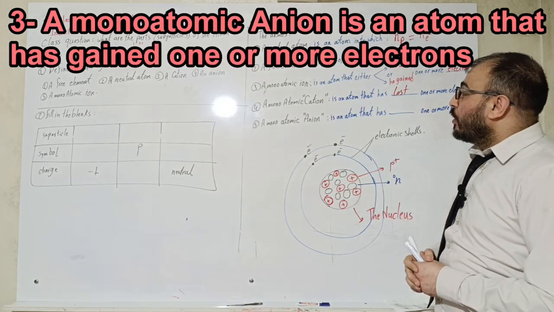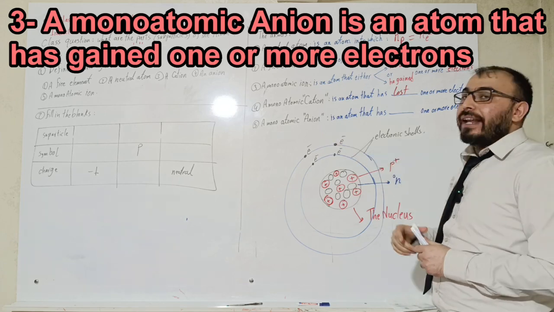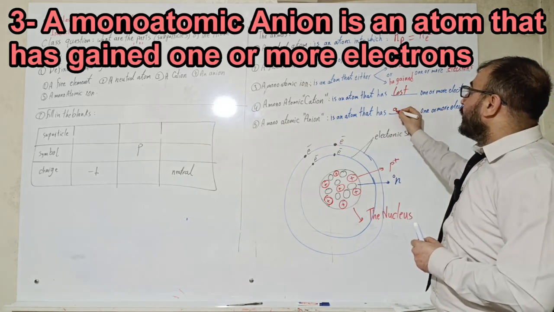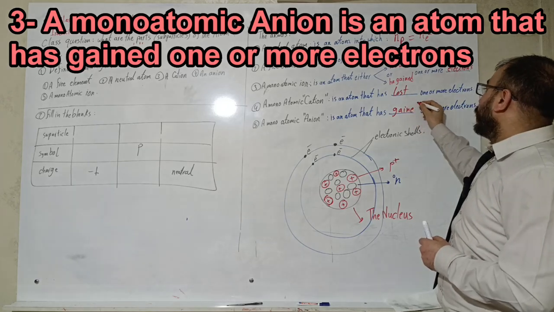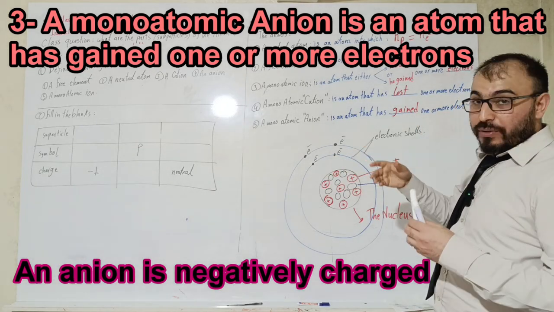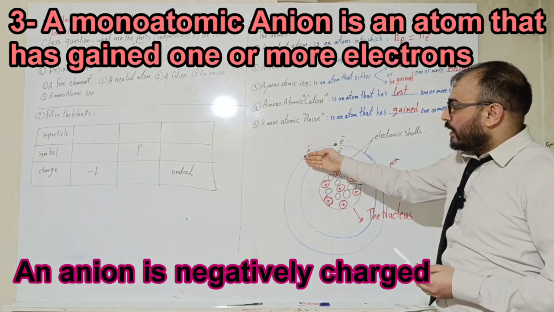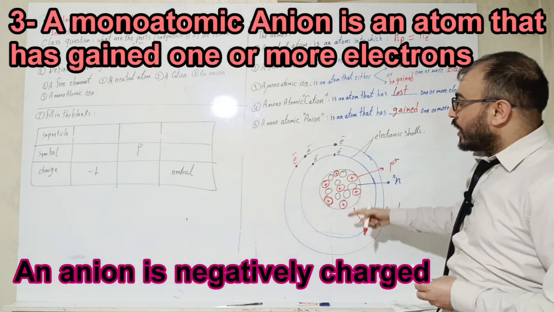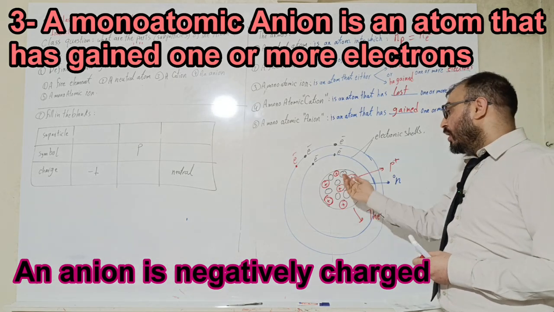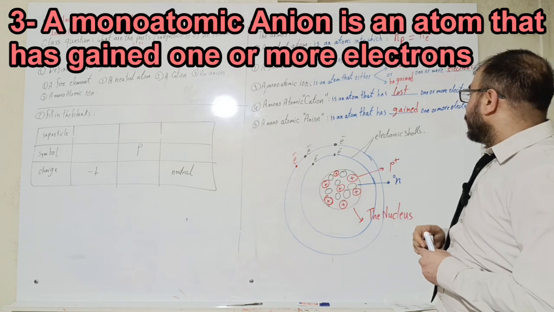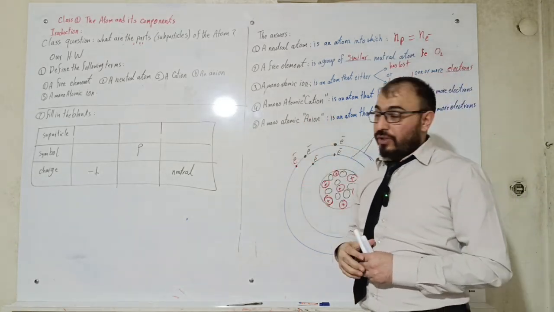A monoatomic ion, or here an anion, is an atom that has gained one or more electrons. So an anion is negatively charged because simply if we add new electrons to the atom, the number of electrons is going to be higher than the number of protons, and the negative charge is going to be prominent. Now let's turn to question number 2.